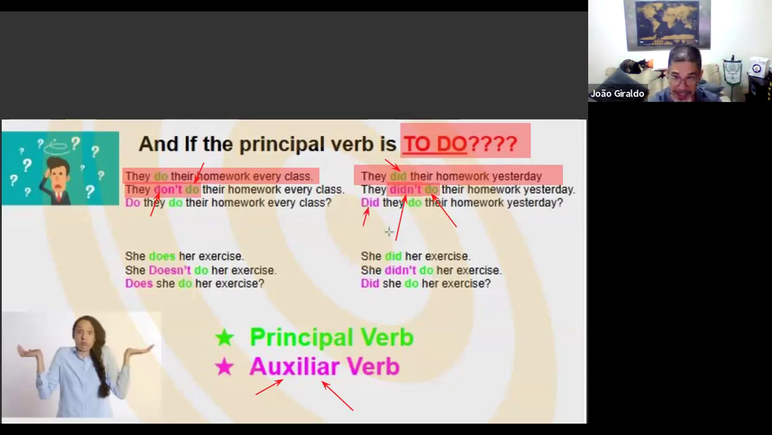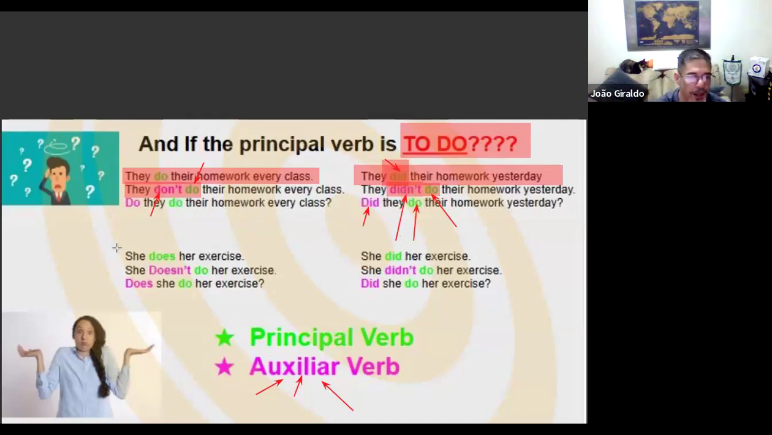Equal in the interrogative. They did. My auxiliary verb in pink: did they do? And do is my principal verb, that was did in the affirmative. And now I use the auxiliary, my verb returns to infinitive. So: did they do their homework, or they didn't do their homework.